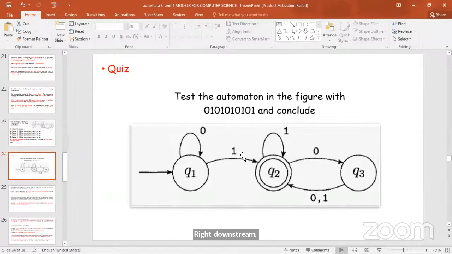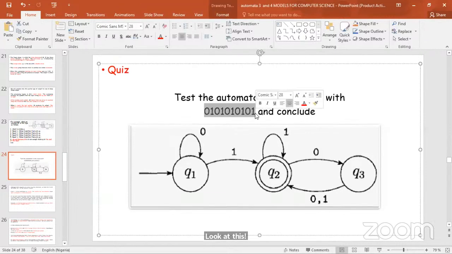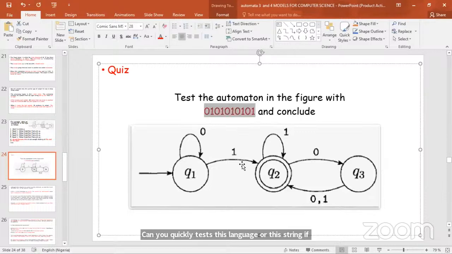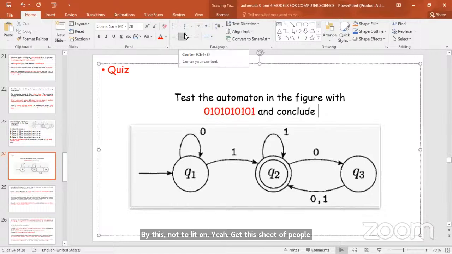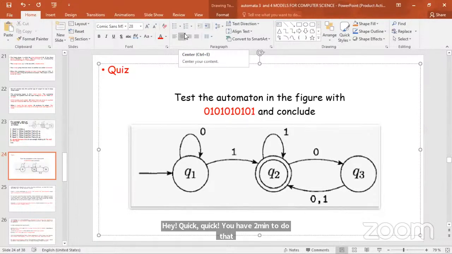So look at this figure again. Can you quickly test this string to see if it's going to be accepted by this automaton? Get a sheet of paper and quickly do it, and let's have your answer. Is it accepted or is it rejected? Quick, you have 2 minutes to do that. I want your response. Is that accepted or rejected?